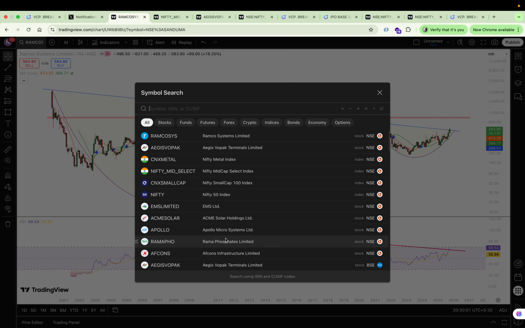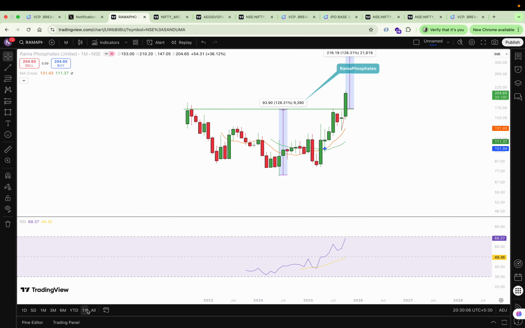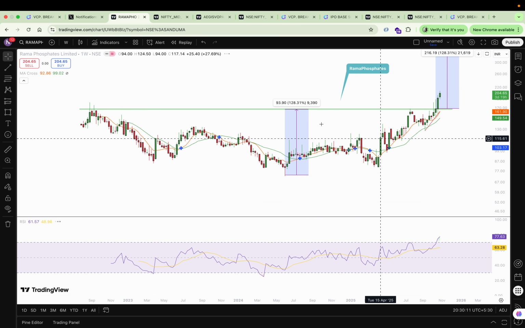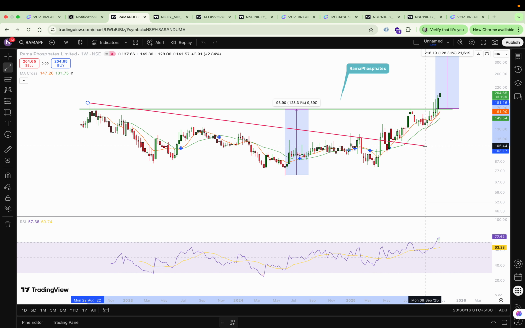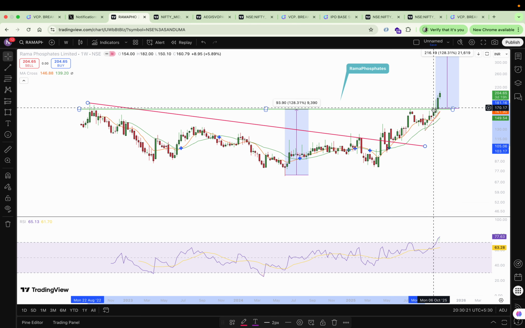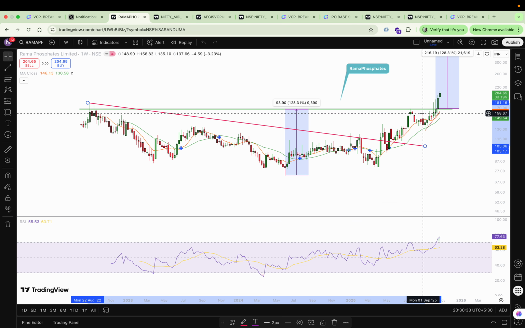Then we also discussed Rama Phosphate today. This was the stock which I shared on the Premium Group. This was shared earlier also near this breakout somewhere, I think somewhere here. It was shared in May or so. It already got almost doubled since then. And again I shared it near 177.